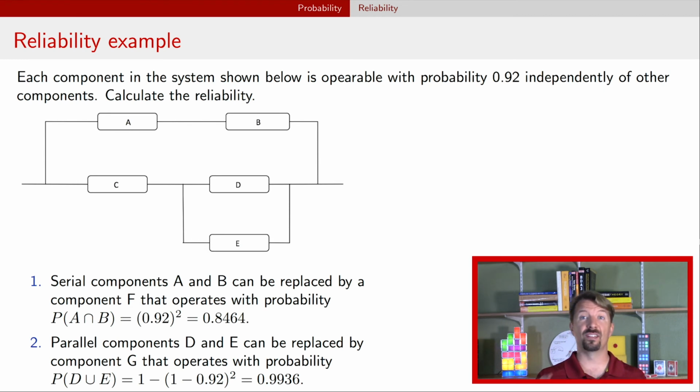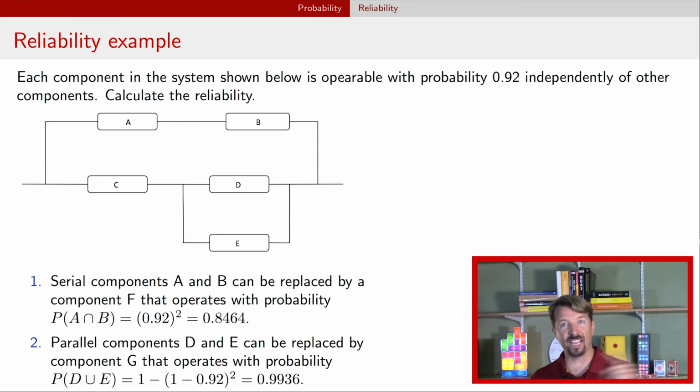Now we have another component in this diagram, the DE component. That subcomponent is a parallel system. So we can replace DE by calculating the probability of that subsystem working. If you remember, the probability of a parallel system working is 1 minus the product of 1 minus their individual probabilities. In this case, that's 1 minus the quantity 1 minus 0.92, squared. We find that the reliability of that DE component is 0.9936.